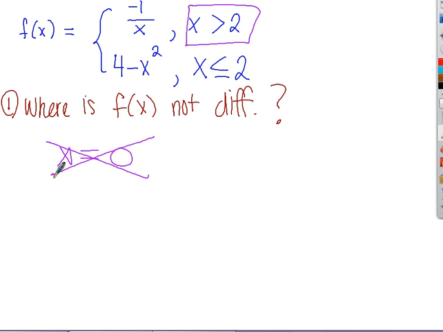Did you need to check it? Yes. Because all I needed to do was switch this to less than 2 and switch this to greater than 2. And all of a sudden, that's part of your answer. So don't forget about the pieces, okay?